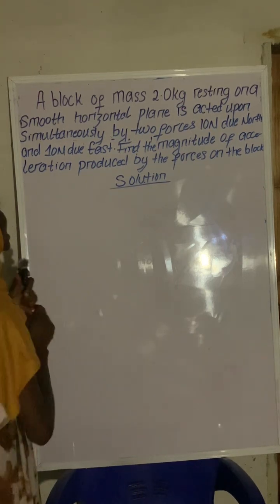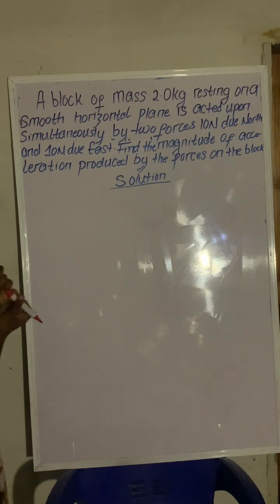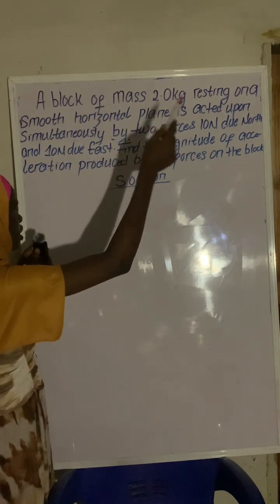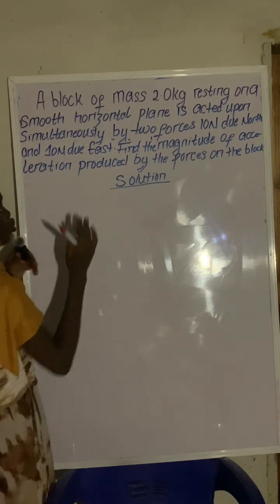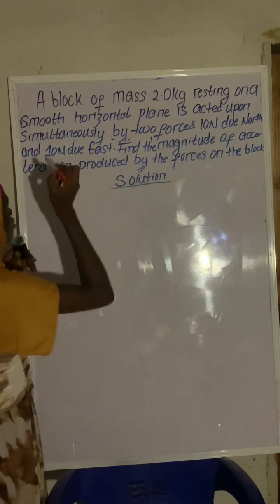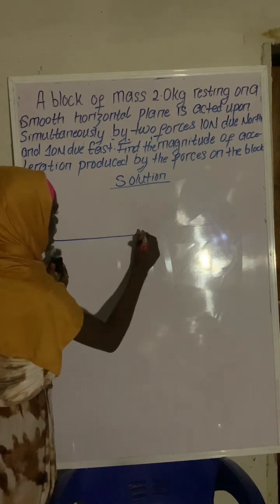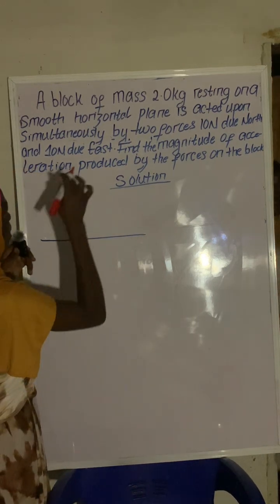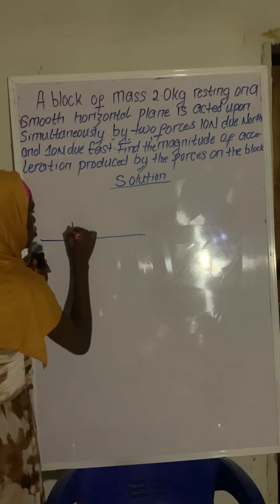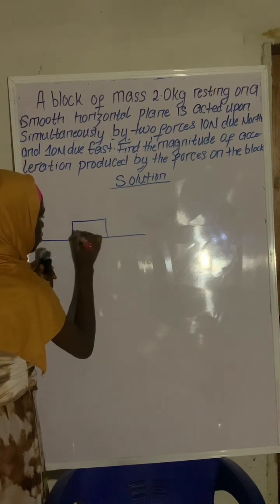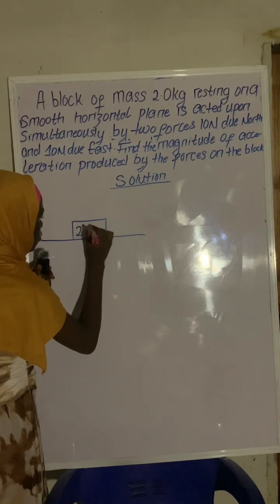Solution. So now let's start analyzing our question. It says a block of mass 2.0 kg. So we know the block is going to be 2.0 kg, resting on a smooth horizontal plane. Let's draw our horizontal plane like this. The block, mass 2.0 kg.